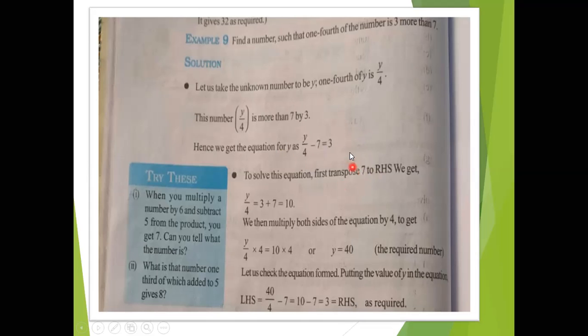And what you have to do, you have to transpose this 7 to the RHS. That means y by 4 equals 3, and this minus 7, if it comes to this side, becomes plus 7. Y by 4 equals 3 plus 7, so y by 4 equals 10. And when you multiply both sides of the equation by 4, y by 4 into 4 equals 10 into 4. Here 4 will get cancelled. So y equals 10 into 4, you will get 40. So the y value is 40.